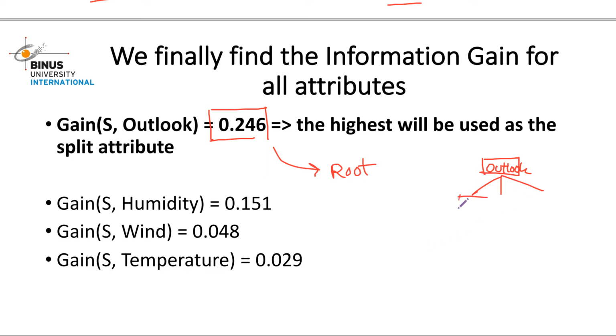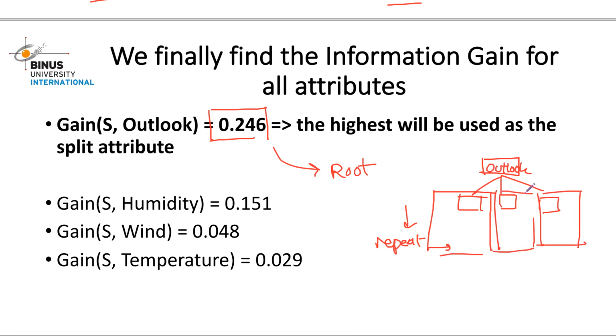How about the next one? What is here? We need to repeat the whole process with the subset of this one, with the subset of this one, with the subset of this one. This one is for sunny. This is for overcast. This is for rain. Repeat the whole formula, the full process, but only for the subset, and then we can build the trace.